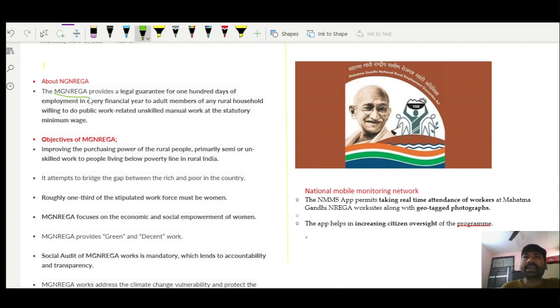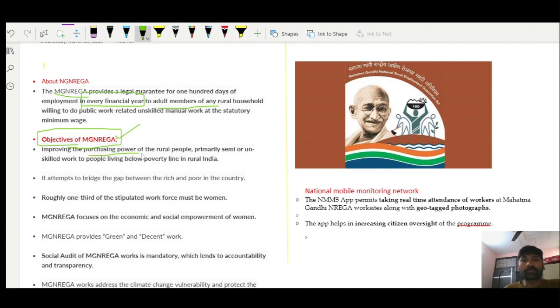MGNREGA provides a legal guarantee of 100 days of employment in every financial year. So 100 days of legal guarantee of work in a financial year to an adult member of any rural household willing to do unskilled manual work. Right, what are the objectives of the Mahatma Gandhi National Rural Employment Guarantee Act? So this scheme was introduced in 2005 through an act of parliament. So it provides the right to work.